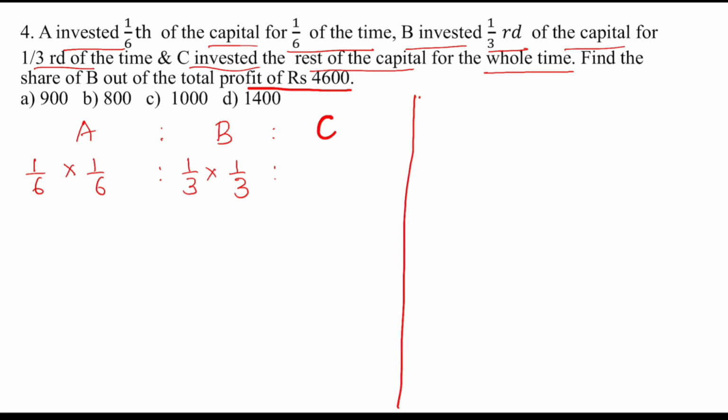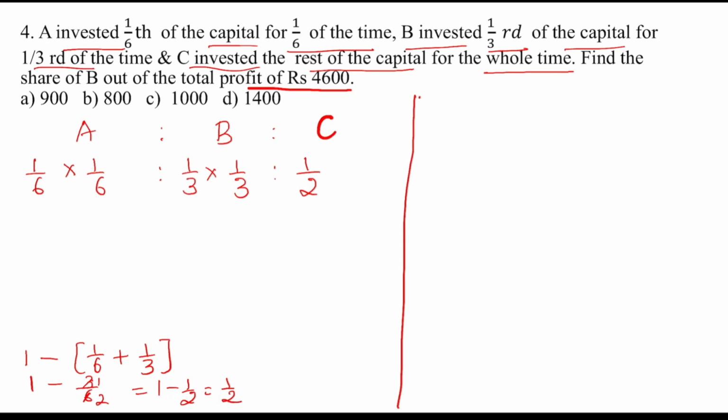Means if 1 is the total capital, then 1/6 is invested by A and 1/3 by B. So the remaining will be how much? 1 minus (1/6 plus 1/3) is 3/6, which is nothing but 1/2. Therefore 1 minus 1/2 is equal to 1/2. So that means C invested 1/2 of the capital for the whole time, they are saying.